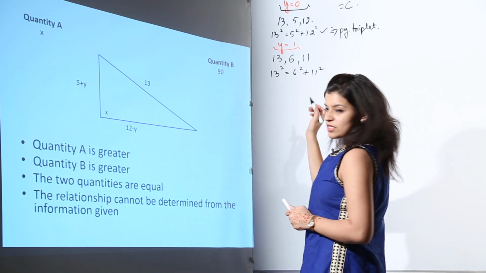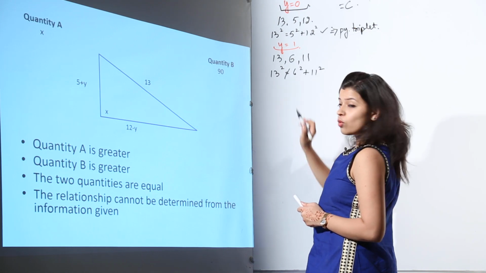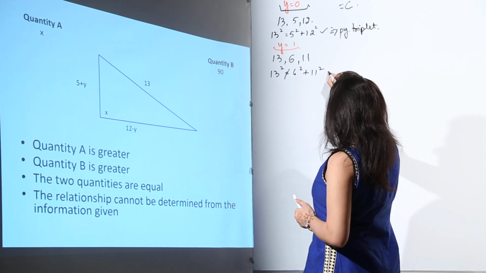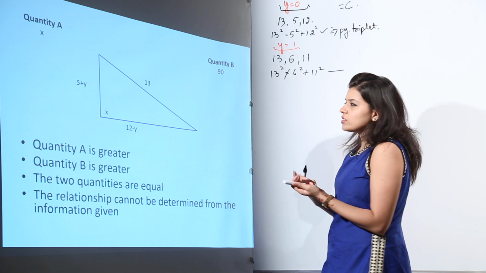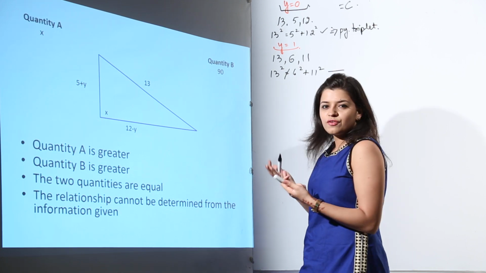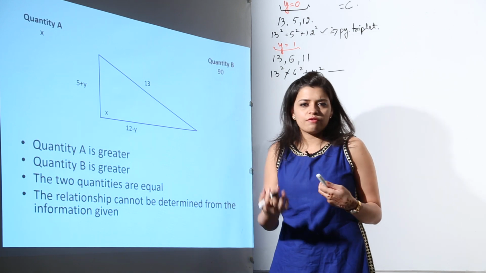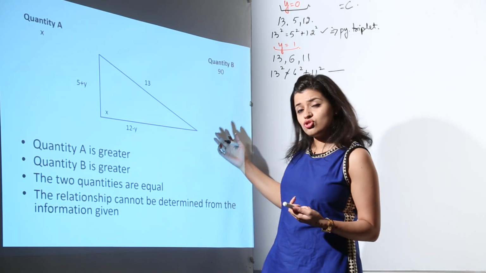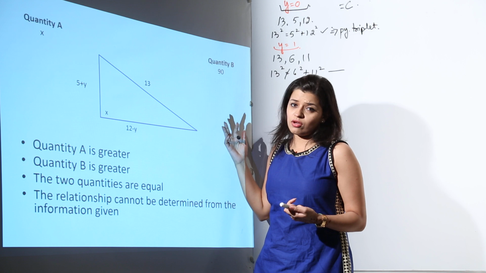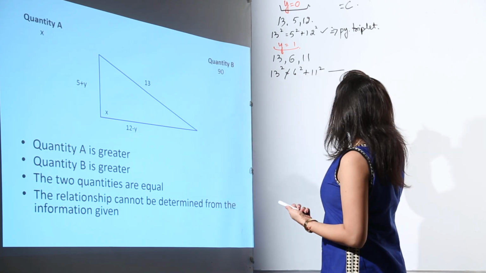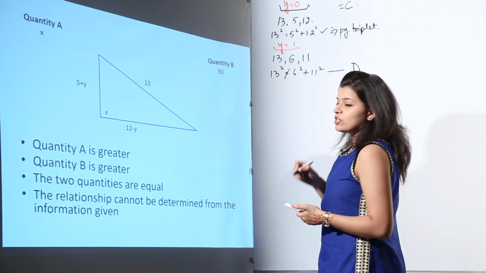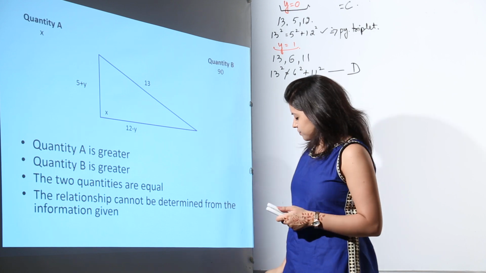That means this particular equation does not hold true. That means in this case we can say that we cannot really determine the relationship between x and 90. That means substituting different values of y, we cannot be sure whether this triangle is a right angle triangle or not. So that means the answer to this will be D. The relationship cannot be determined.